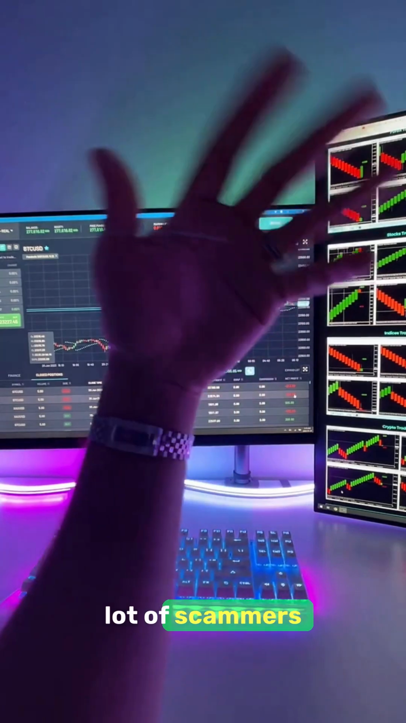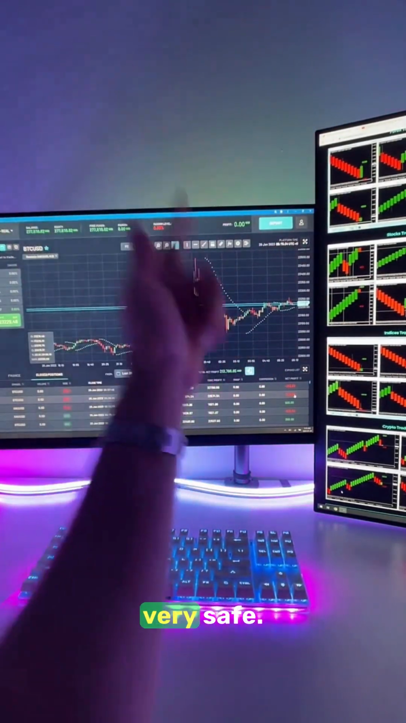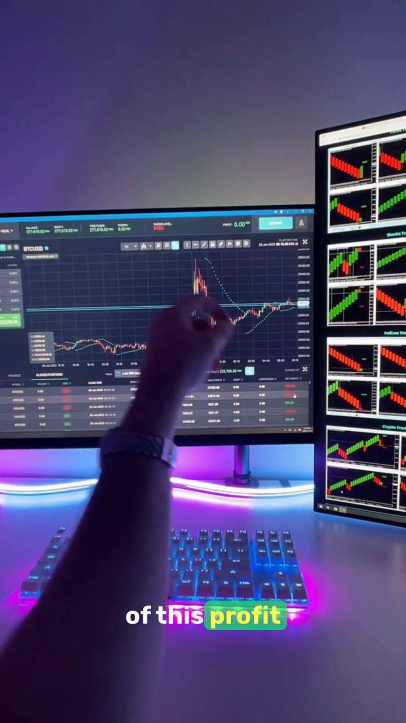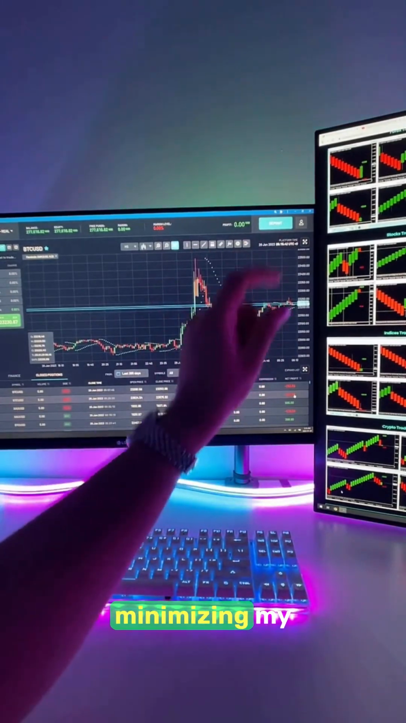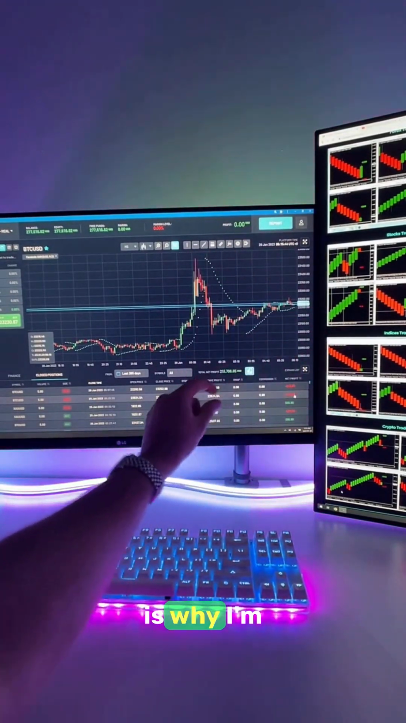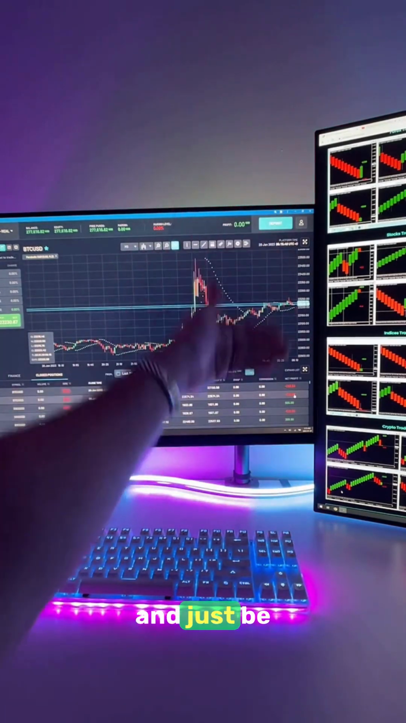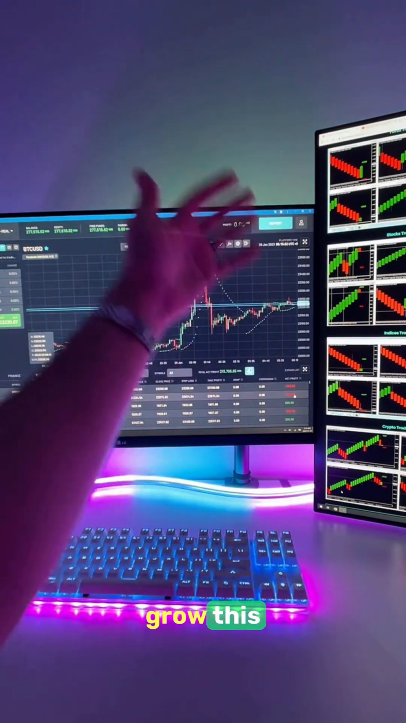There's a lot of scammers that are using my name and messaging a lot of you guys. So I want all of you guys to be very, very safe, because remember, all of this profit is just a side effect of safety, okay? It's because I'm minimizing my risk that I'm able to be consistent and not blow the account and be able to, on a regular basis, grow this account.